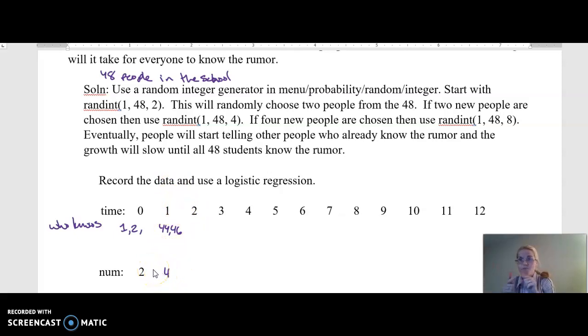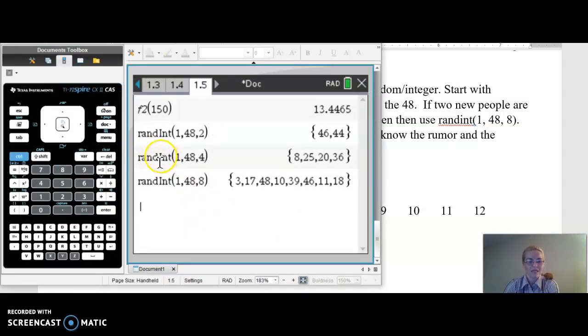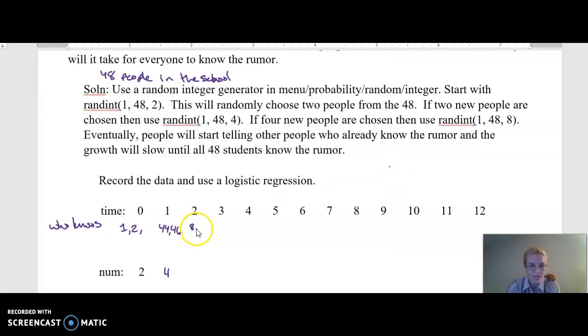Okay, so 4 people currently know the rumor, and exactly 1 minute later, all 4 of those people are going to tell another person the same rumor. And hence, we're going to randomly generate 4 integers between 1 and 48. So 8, 25, 20, and 36. So these are 4 new people who now know the rumor. So I'm going to jot those down. So now we have a grand total of 8 people know the rumor.